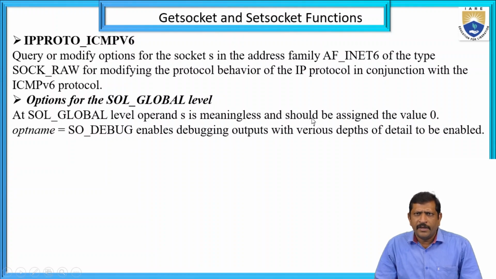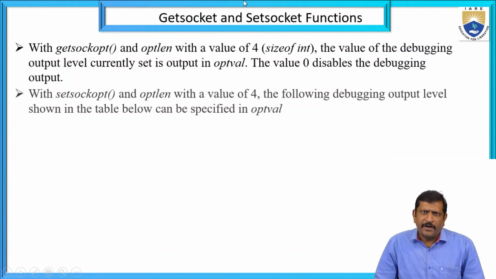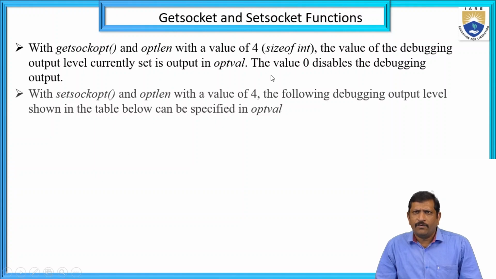What type of errors are displayed, with various depth of details, can be enabled. Here is the getsockopt function, with the option length of value 4. That means the size of an integer: 4 bytes is the size of the value.